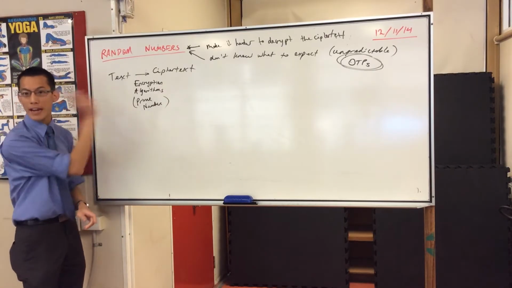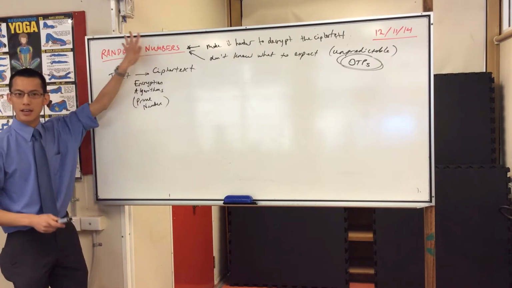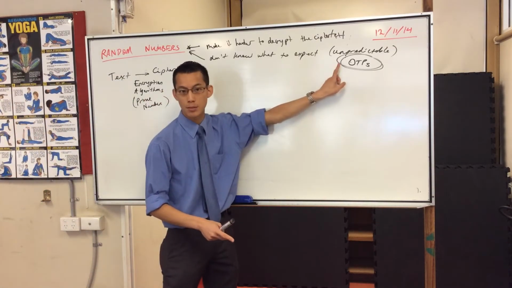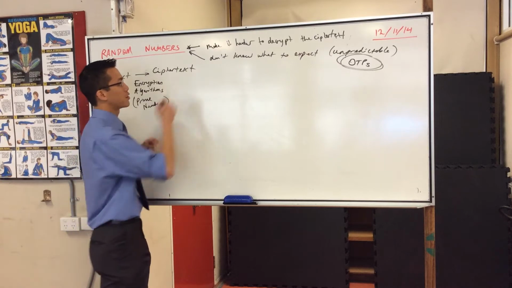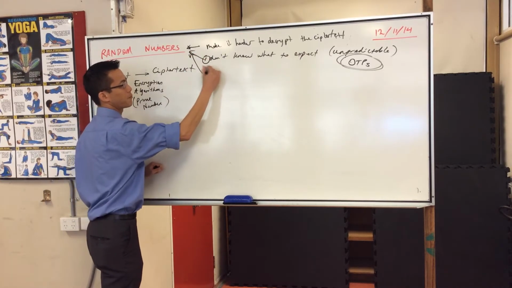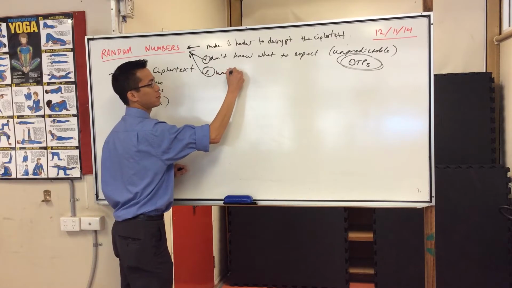So, random numbers, right? What makes a series of numbers random is two things. The first is that they're unpredictable. You don't know what to expect, okay? So this is kind of like property number one, okay? The second property is what we call uniform distribution.